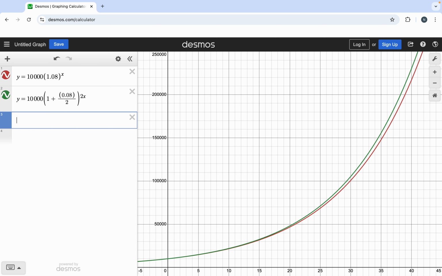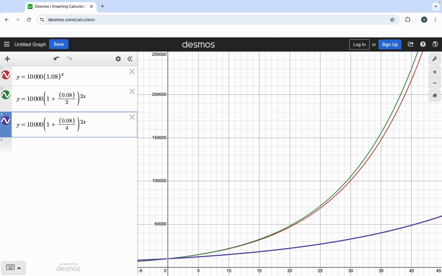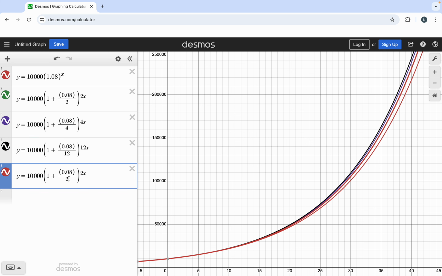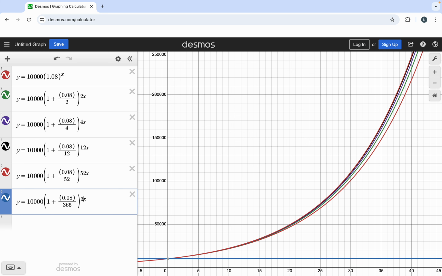So I'm going to copy this, paste it here. So now we're dividing into, I believe it's quarterly, so 4 pieces, and it's raised to the 4x. And once again, you don't see a lot of difference until you get to like 40 years. Okay, and we might zoom in a little bit at the end to see what's going on there. So let's paste that here again. This time we are doing monthly, so 12, and that's raised to the 12x, just a little bit higher once again. Now we're going weekly, so it's 52 and 52x. And one more, daily, 365, and raised to the 365x.